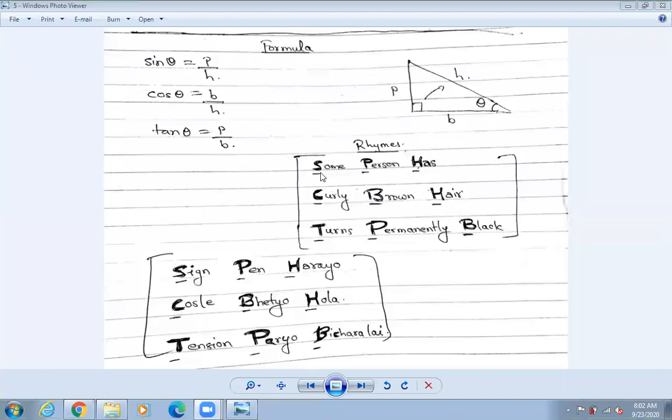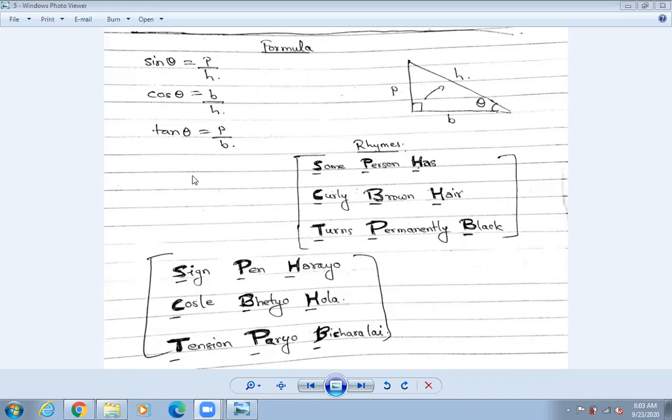So let us learn the formula of sine. Sine means P by H, so sine equals P by H. Curly brown hair: just memorize the first letters only. Curly brown hair means cos equals B by H, brown means B, hair means H. Turns permanently black means tan equals P by B. In that way we can memorize it.